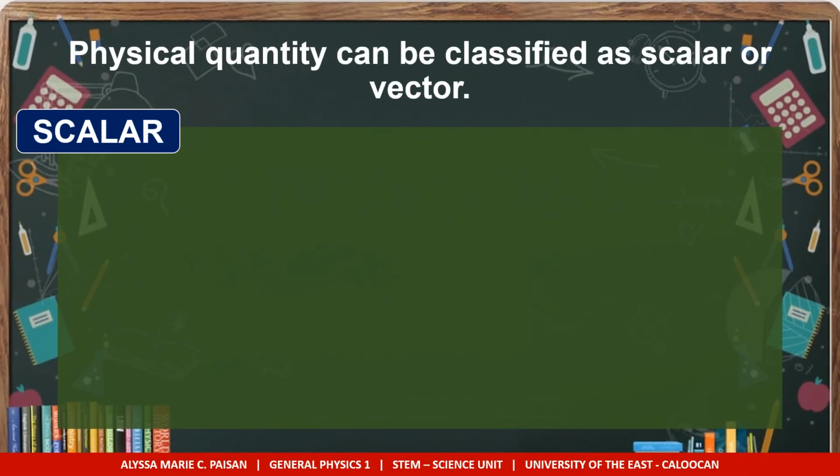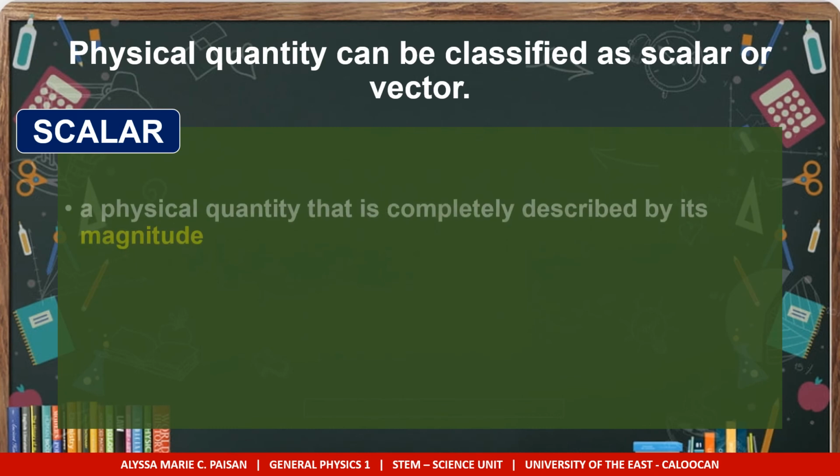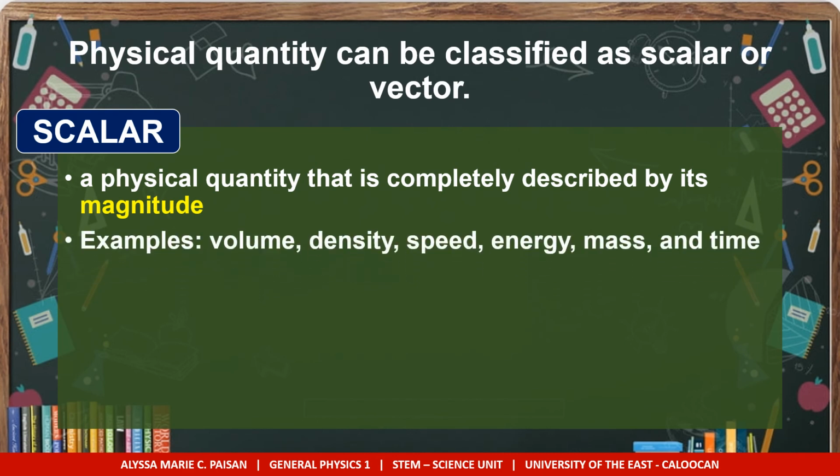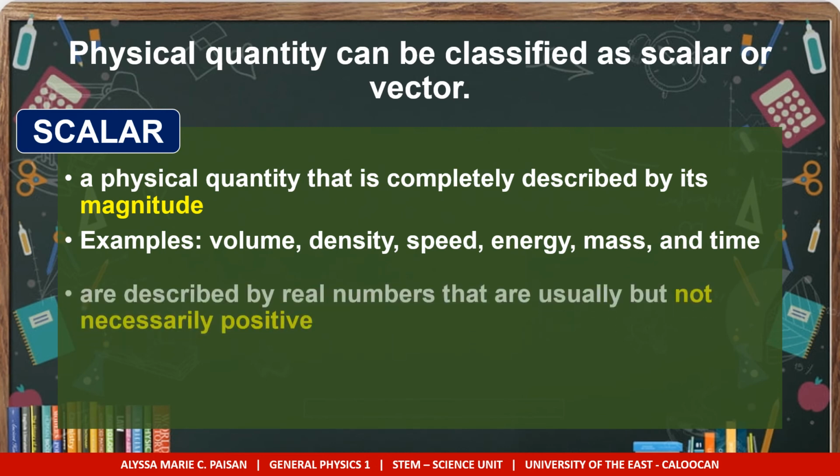Moving on, physical quantity can be classified as a scalar or vector. When we say scalar quantity, it pertains to a physical quantity that is completely described by its magnitude. Examples are volume, density, speed, energy, mass, and time.